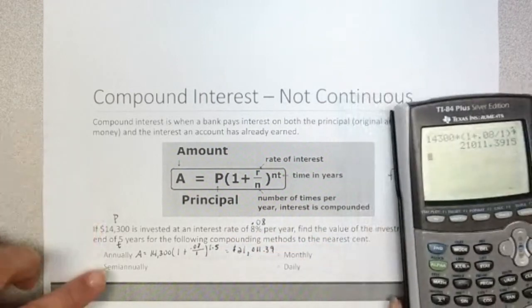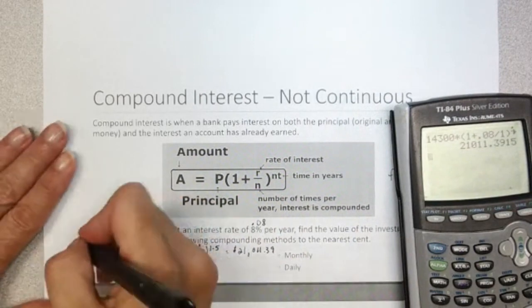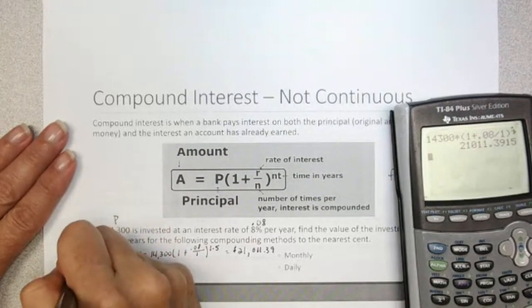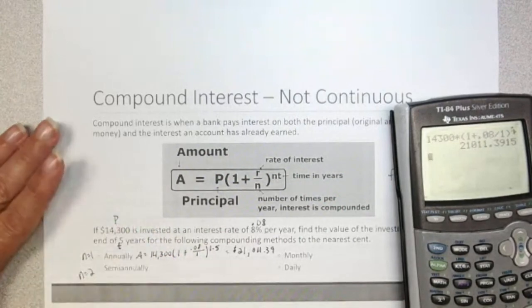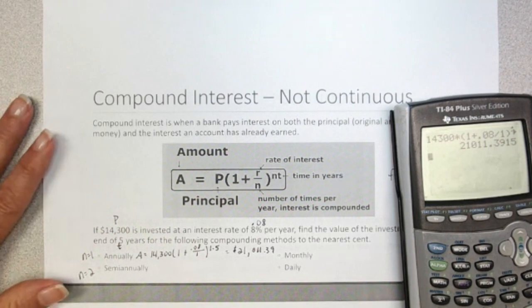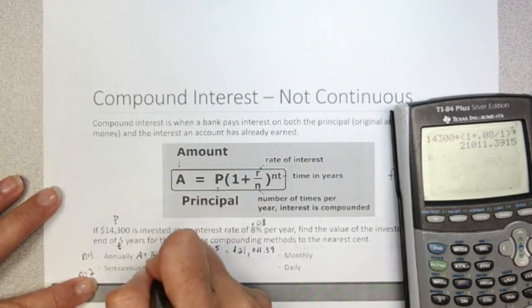What do you think would happen if we started compounding semi-annually? That'd be twice per year, right? With annually, we compound once per year. Semi-annually, we compound twice per year. So we're going to be earning interest on interest, and we're going to calculate that 2 times per year instead of once per year. So am I going to have more or less money at the end of the 5 years? Well, let's find out.